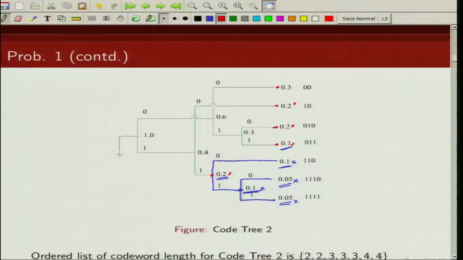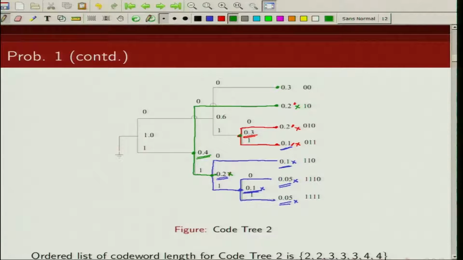Let's say we combine these two. We get a new node which has probability 0.3, and we deactivate these two. So what are the active nodes at this point? This one probability 0.3, this one 0.2, this one 0.3, and this one 0.2. We combine these two nodes which have probability 0.2, get a new node with probability 0.4, and we deactivate these two nodes.